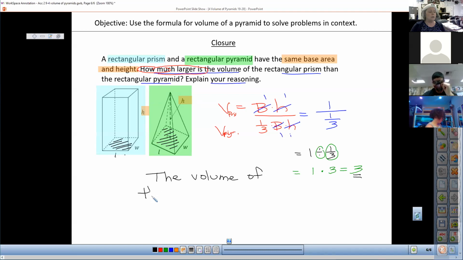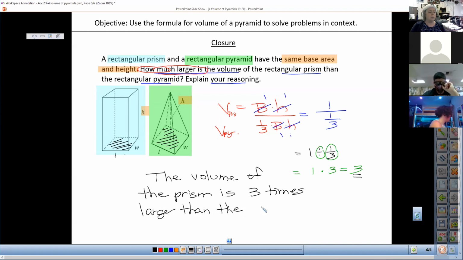So the volume of the prism is 3 times larger than the volume of the pyramid.